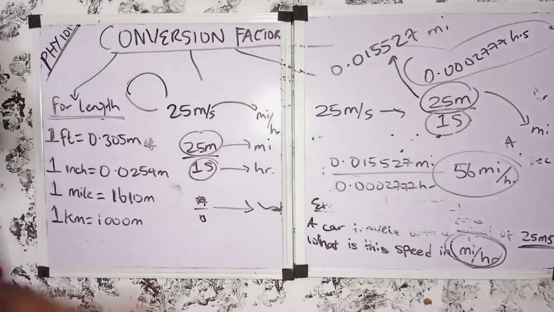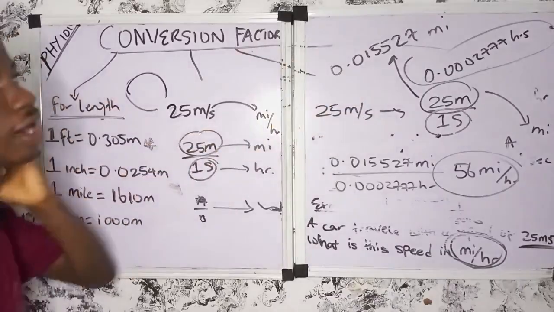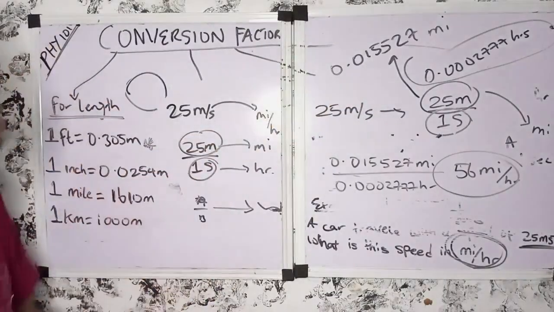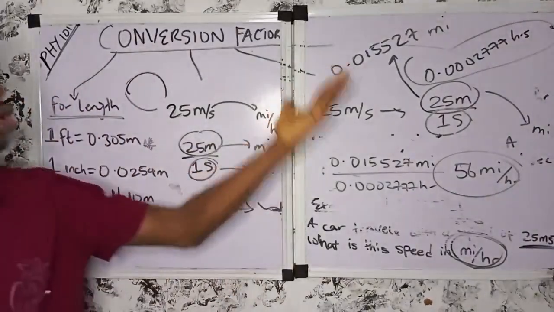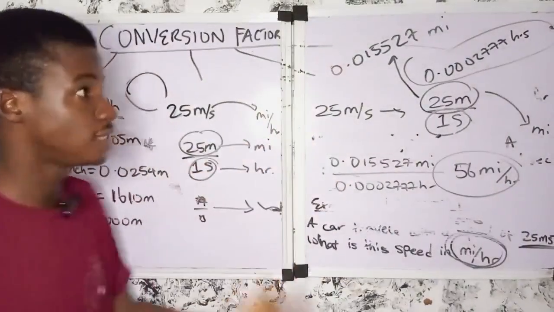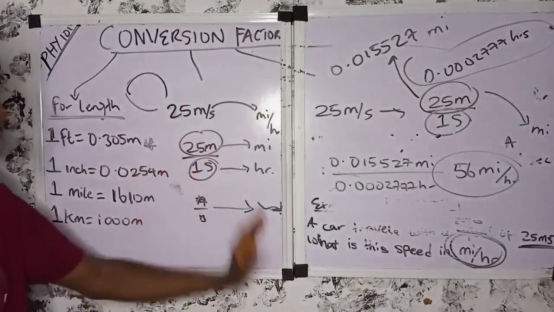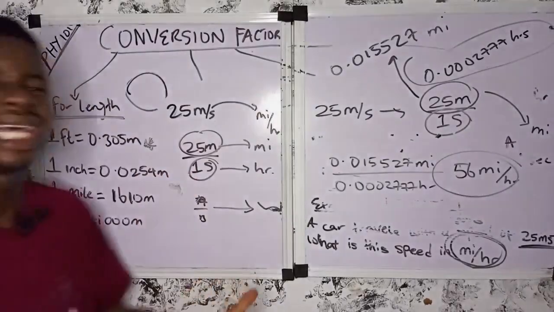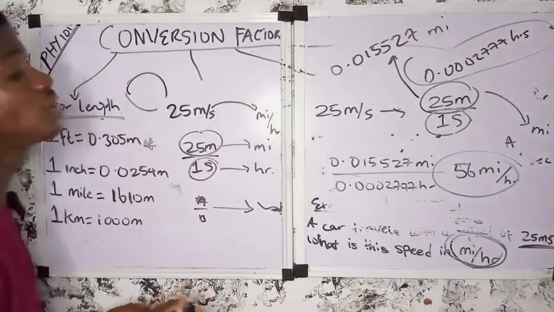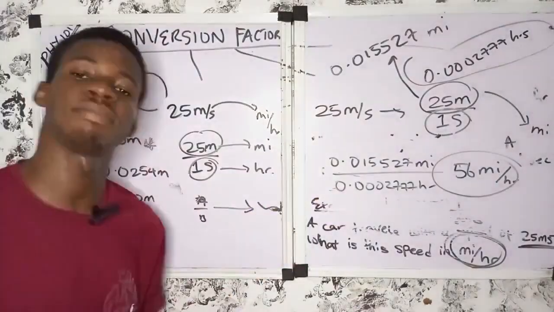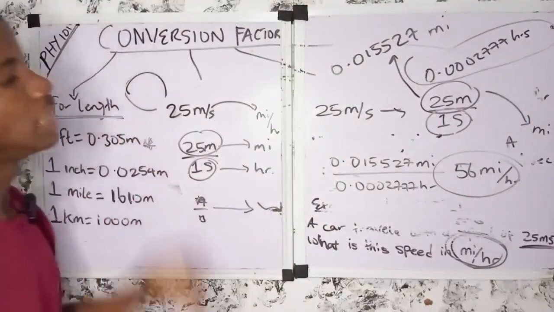Okay. When we converted 25 meters to mile, we got 0.01557 miles. Then when we converted 1 second to an hour, we got 0.000277 hour. Then those values we got, we divided them and we get our final answer. So this is just one of the examples under conversion factor.